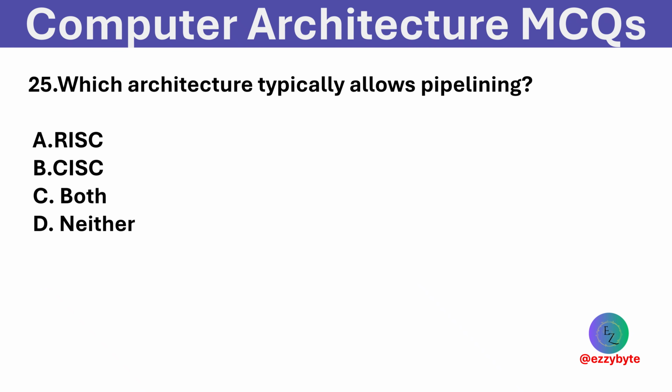Which architecture typically allows pipelining? Options are RISC, CISC, both, and neither. Option A is correct. RISC's uniform instruction length and simplicity support effective pipelining.